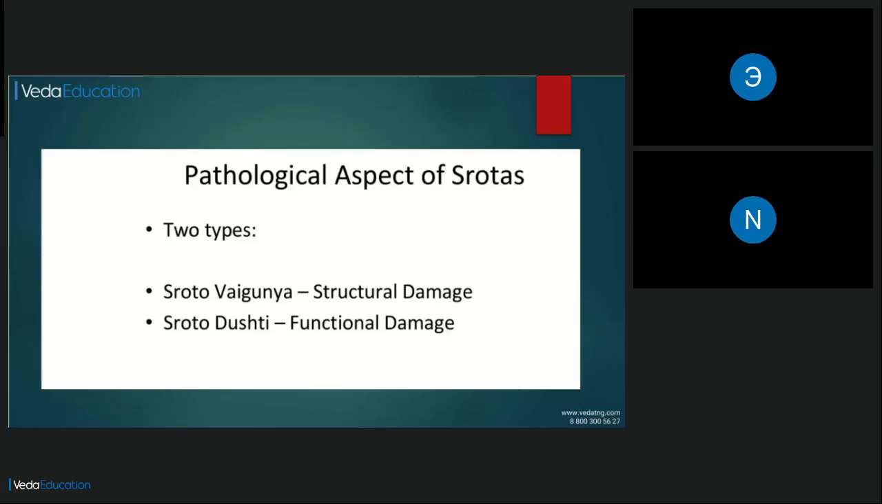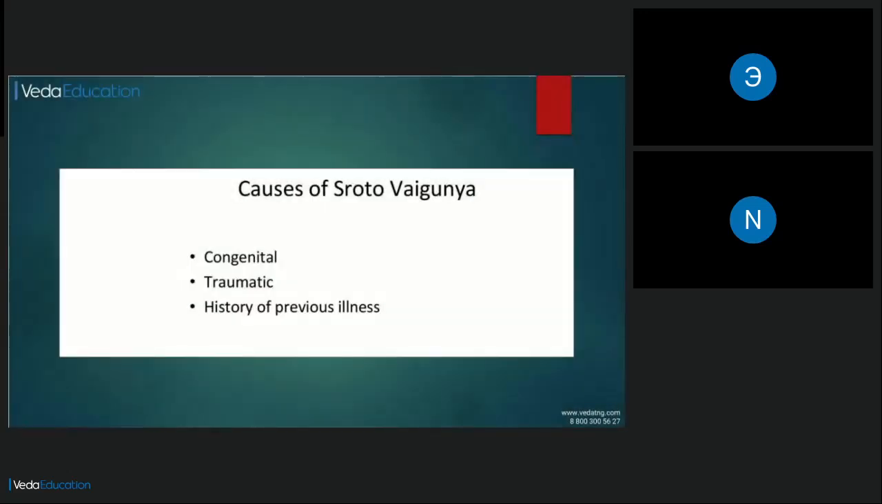Functional disturbance may be overactivity or underactivity, and there may be different reasons. For example, the structural damage can be congenital. From birth itself, we may have some problem. Or it may be traumatic. After an injury or an accident, many Srotas may get disturbed and produce problems. Or it can be due to a previous illness, some disease disturbing the existence of the Srotas. So any history of previous illnesses over a period can produce different problems.